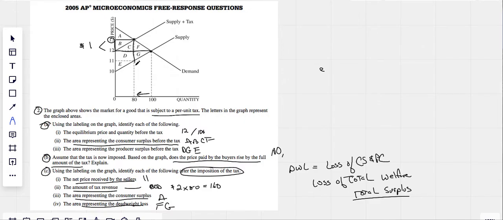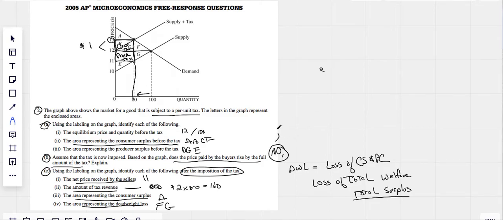Recognize that when we have that new quantity and we show our area of government revenue here, we can also see which part is paid by the consumer. Consumers pay this part of the tax, and producers pay this part of the tax. So they've split the tax in this situation, and that's why they ask, does the price paid by the buyer rise by the full amount of the tax? We would say, no, it does not.